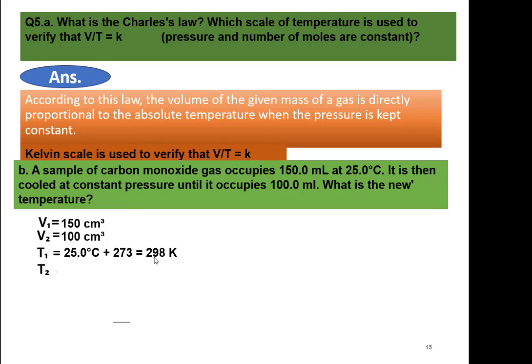The final temperature T2, we have to find it. The initial volume and final volume are given. The initial temperature is given. We have to find the new or final temperature. We can find it by applying Charles' law. According to Charles' law, you already know that V1 over T1 is equal to V2 over T2. So by cross multiplication, we can find T2, which will be equal to V2 over V1 multiplied by T1.